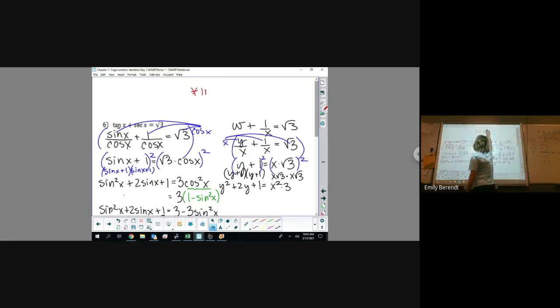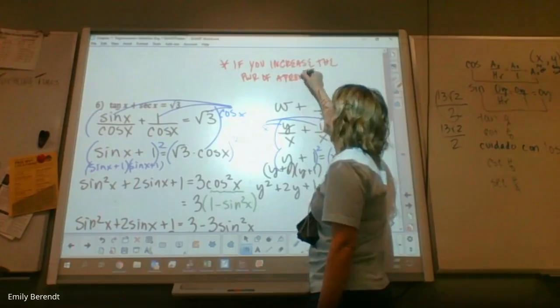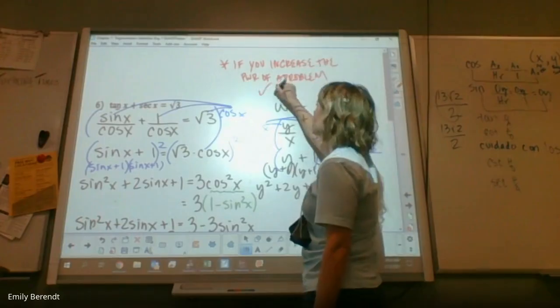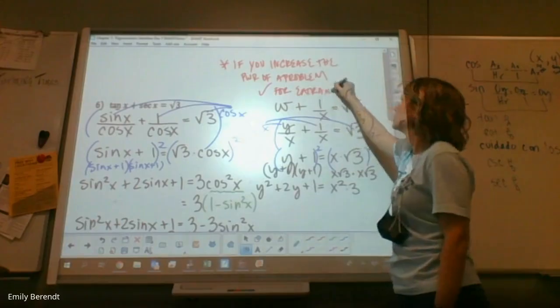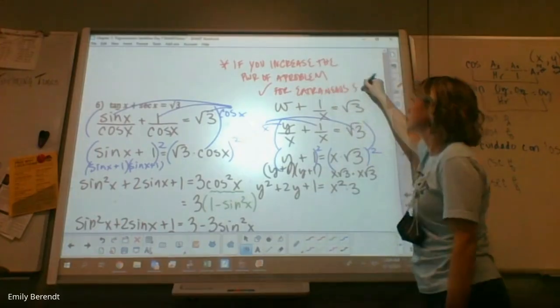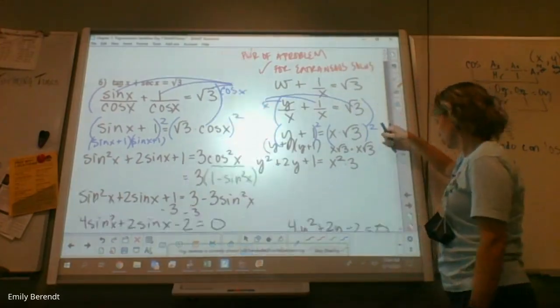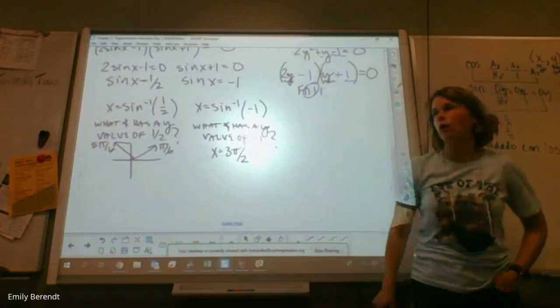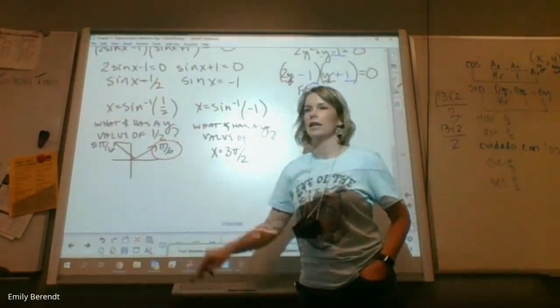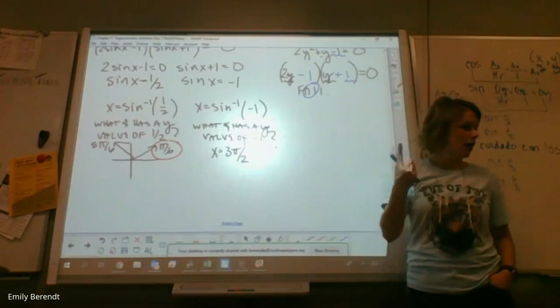If you increase the power of a problem, check for extraneous solutions. All right, so to save time, since it's 10:44, the only one that works is pi over 6.